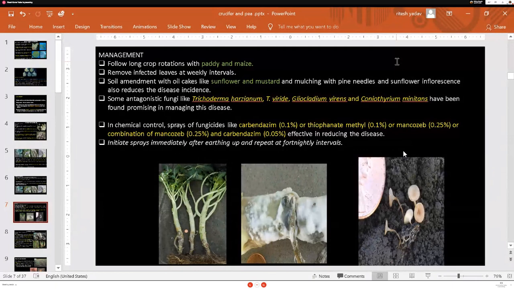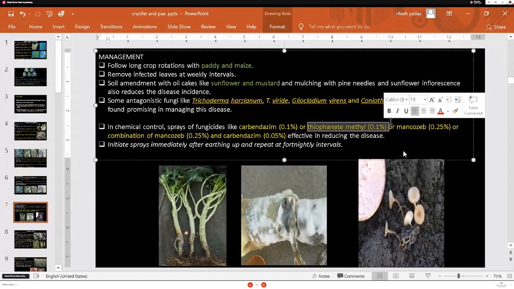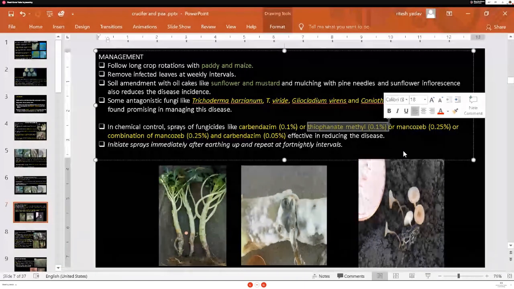So for chemical control, among these, thiophanate methyl is very effective. So thiophanate methyl is available as Roko, Roku, and it is also found as Topsin M. So thiophanate methyl is very effective in controlling Sclerotinia rot or stalk rot of crucifers or any other crops.